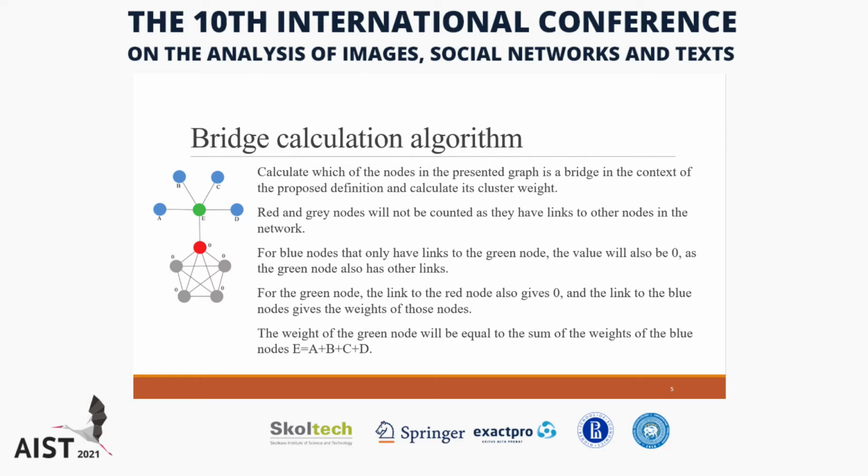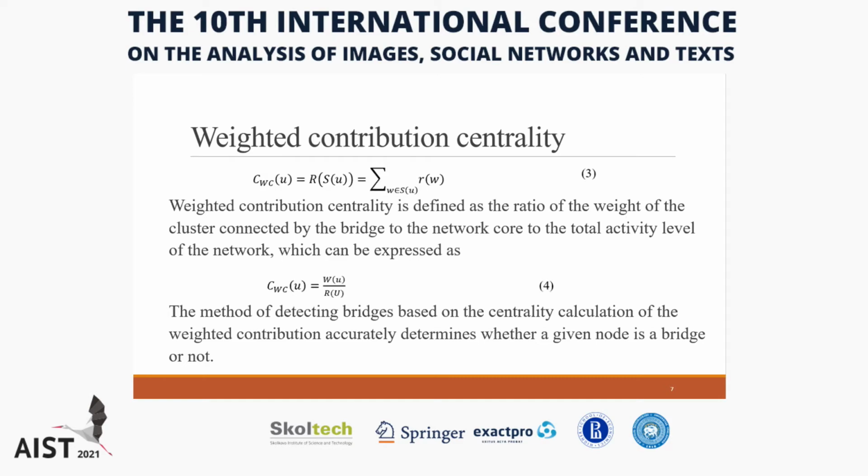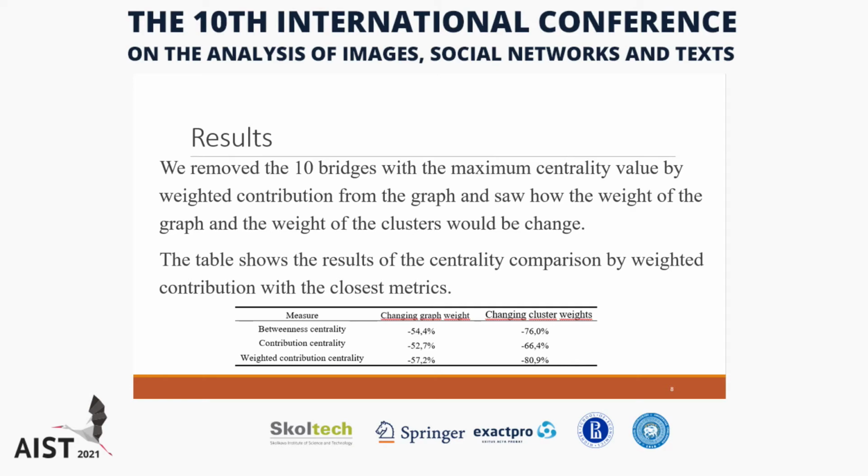The mathematical model for assessing the centrality metric based on the weighted contribution is presented on the slide, and you can see it in detail in the paper. We compared the use of these metrics to assess the degree of decrease in publication activity when exposed to bridges. The results show that using the weighted contribution centrality metric has the greatest value by weighted contribution from the graph, and how the weight of the graph and the weight of the clusters would be changed. This table shows the results of the centrality comparison by weighted contribution with the close-up metrics.